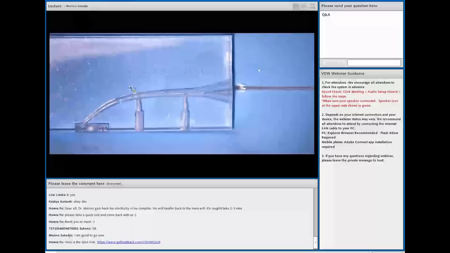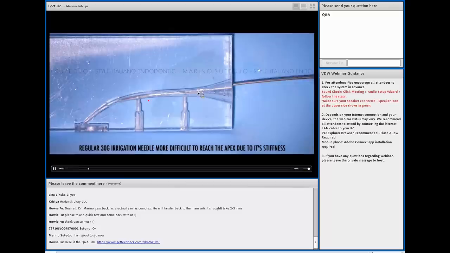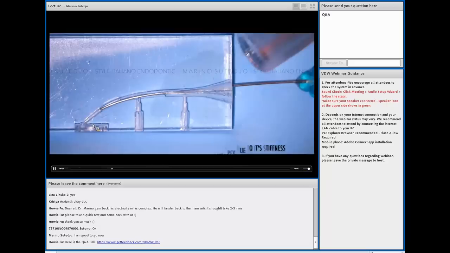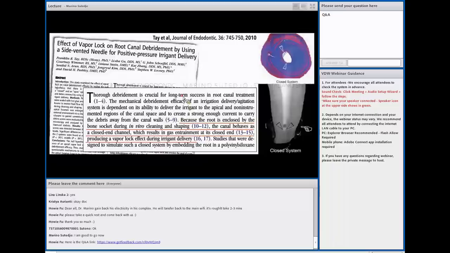What I mean by an open system is that there is no closing here. So when you irrigate, your irrigants can pass through that exit area because it's not a closed system. But it is different with our root canal. Since it is inside the bone socket, it will react like a closed-end channel or a closed system.